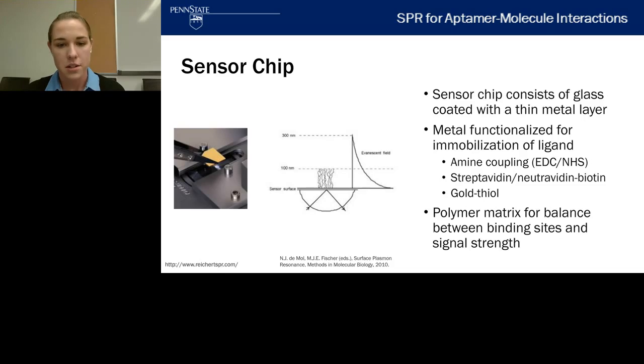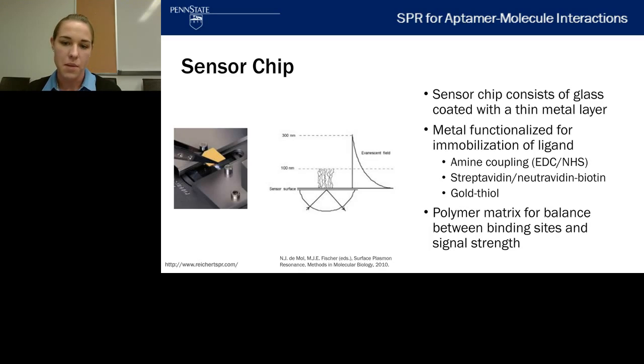So there are a variety of immobilization strategies. And this is important to know because when we're doing immobilization, it may be more advantageous, depending on your ligand, to use a different one of these strategies. And also, we can think about the amount of binding sites we have on our chip. So many chips use a polymer matrix to increase the amount of binding site at the chip.